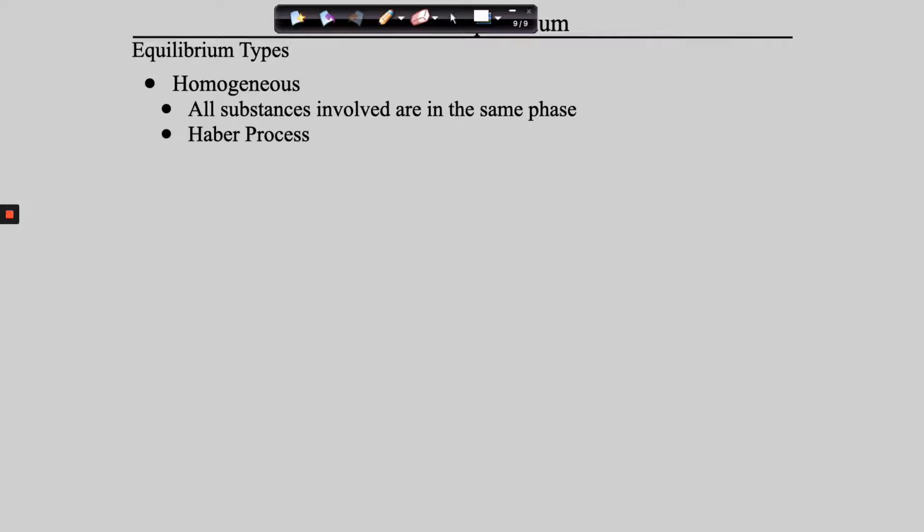So guys, an example of this is the Haber process. Nitrogen is a gas, hydrogen is a gas, NH3, ammonia, actually is a gas. We dissolve it in water to turn it into a cleaner, but it's actually a gas as well. So if we have all the substances in the same phase, that's homogeneous. Then guys, obviously we have heterogeneous equilibria. And in this case, the substances are in different phases.